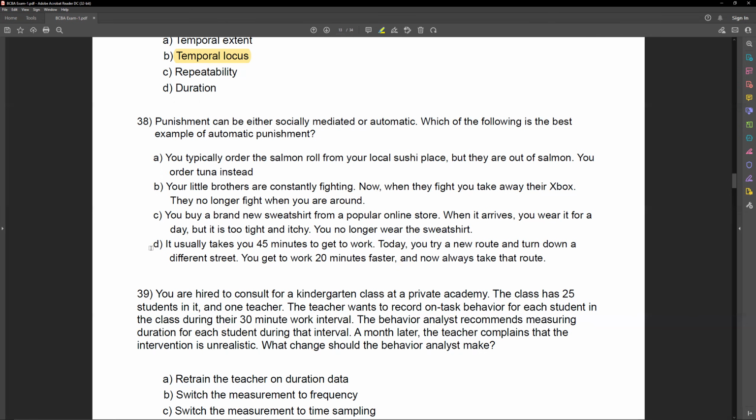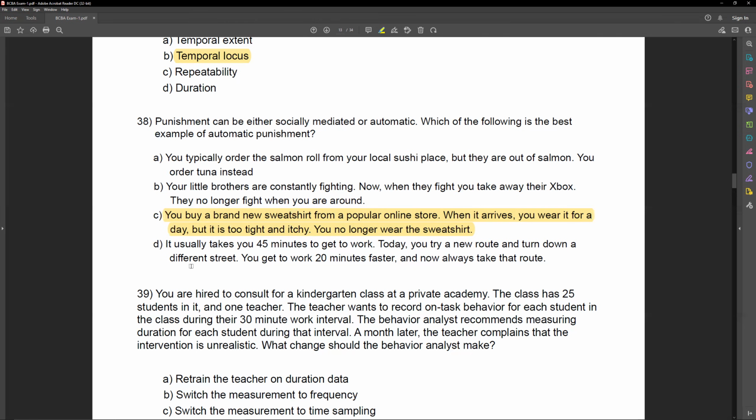C, you buy a brand new sweatshirt from a popular online store. When it arrives, you wear it for a day, but it is too tight and itchy. You no longer wear the sweatshirt. All right, so what is delivering the consequence here? Well, the sweatshirt, right? So there's only one person involved. You no longer wear the sweatshirt, so it's punishment, okay? This is an example of automatic punishment, okay? The sweatshirt's already arrived. The sweatshirt is the one delivering the consequence. All right, so C is our answer.